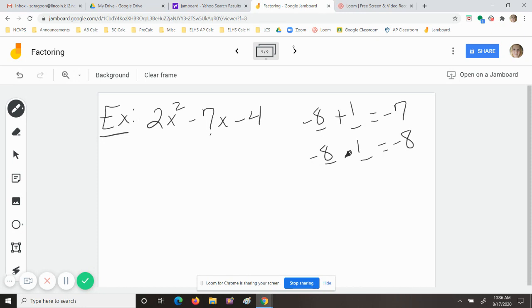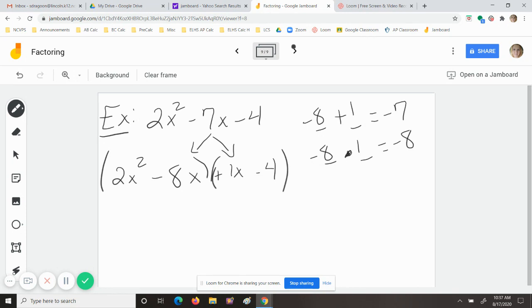This is where we replace the x term. We'll keep the 2x squared. Now we're going to put in minus 8x plus 1x, or just x. I'll put in 1x just to make it a little bit clearer. And then minus 4. Now we want to group the first two and the second two together.